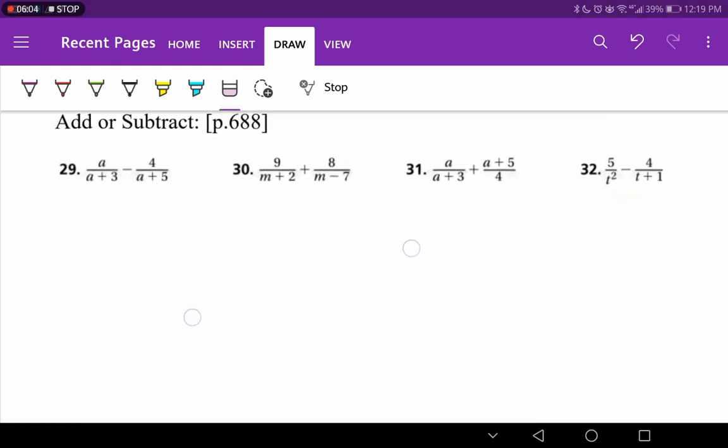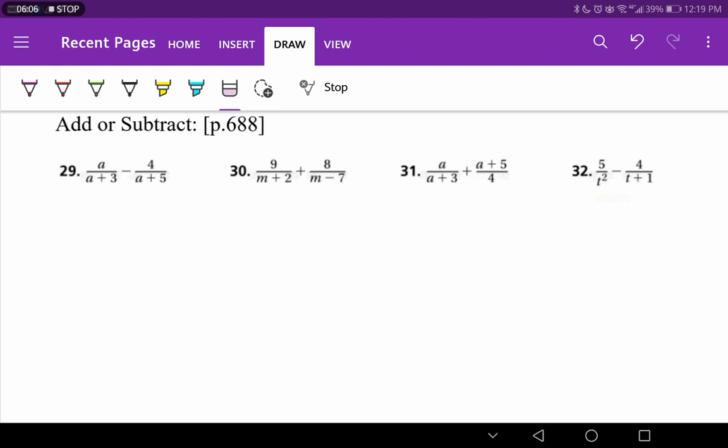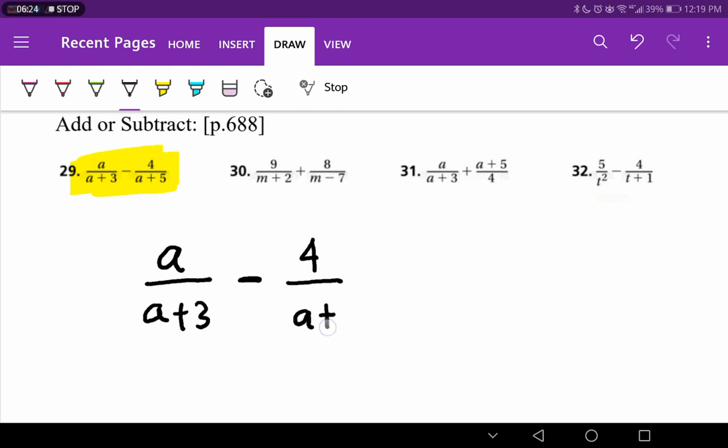Yes. Let's go. Let's choose question 29. We are here, my dear student. Let me rewrite it for my students, please. It is A over A plus 3 minus, do not forget the minus sign, 4 over A plus 5. Oh, they are different. Yes. What does that mean?